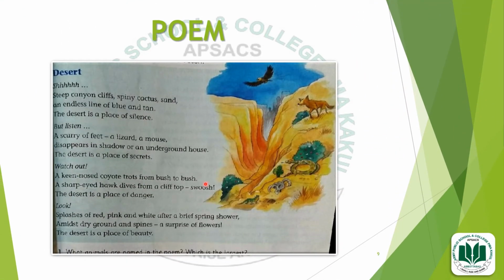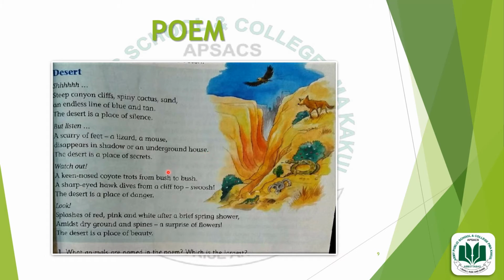Poem. Now I am going to read this poem for you. Steep canyon cliffs, spiny cactus sand, an endless line of blue and tan. The desert is a place of silence. But listen, a scurry of feet, a lizard, a mouse, disappears in shadow or an underground house. The desert is a place of secrets.